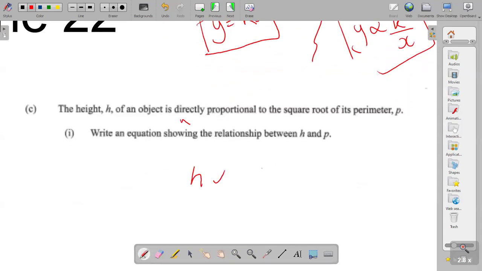H is directly proportionate to the square root of its perimeter P. So the square root of P. So let's stop here. Everybody see how we get this? That's the basic of your formula.